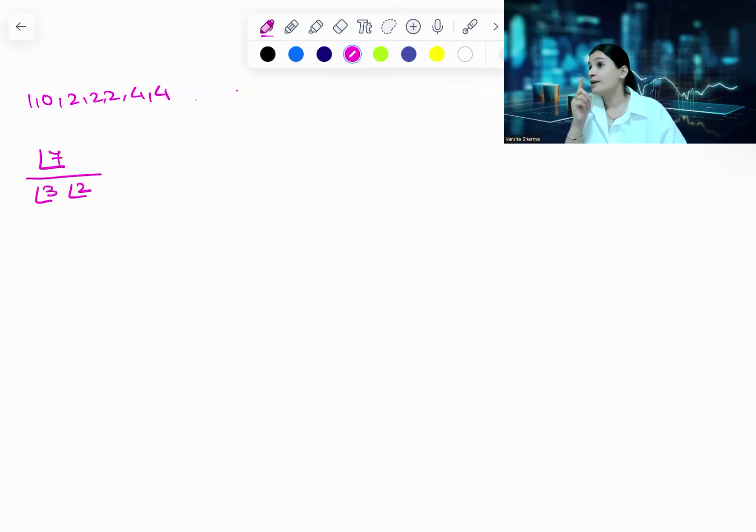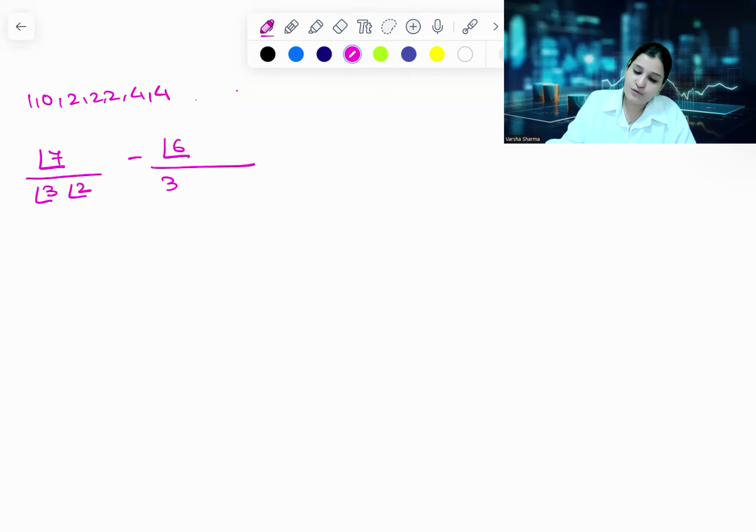What is the one case? When 0 is sitting in the first place. So if 0 sits in the first place, there is one way to fill the first position. Remaining 6 places, so 6 factorial. In those 6, there are 3 twos and 2 fours. So total minus the cases in which it starts with 0.